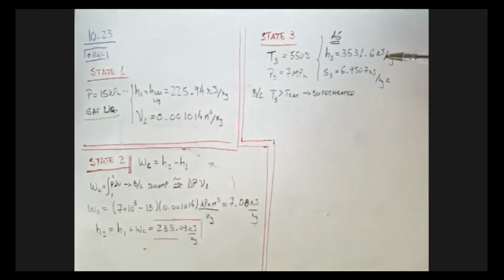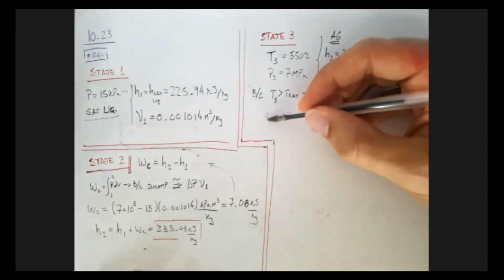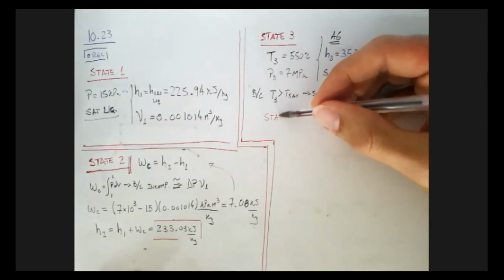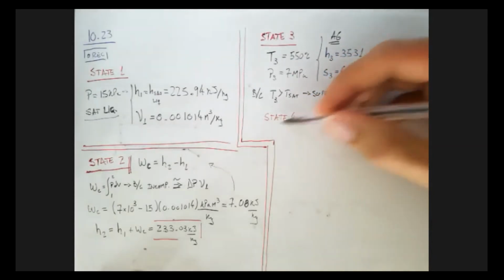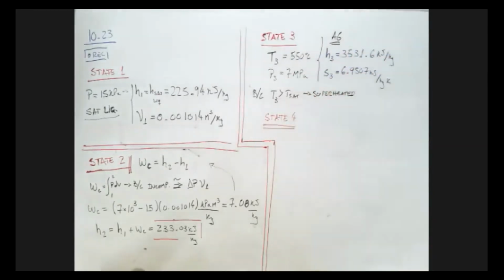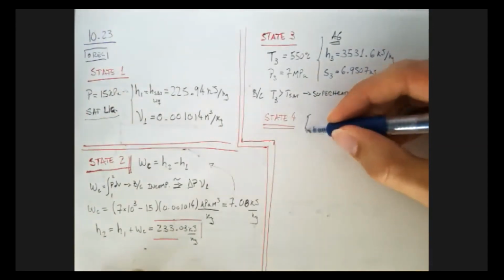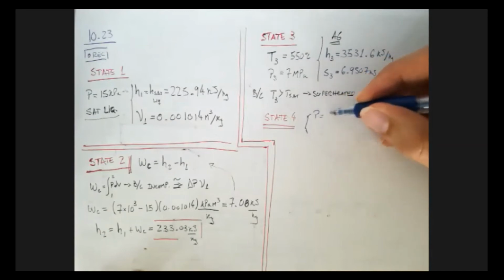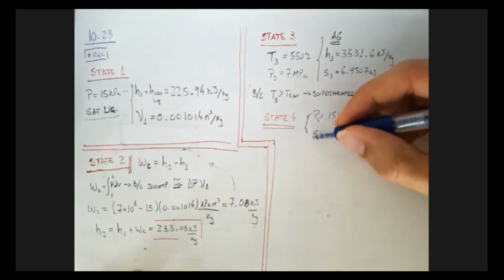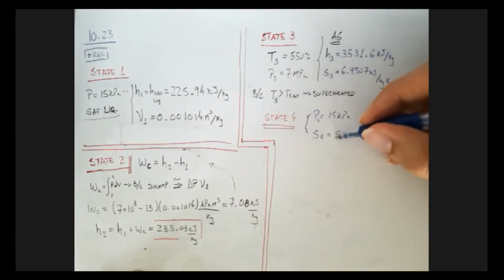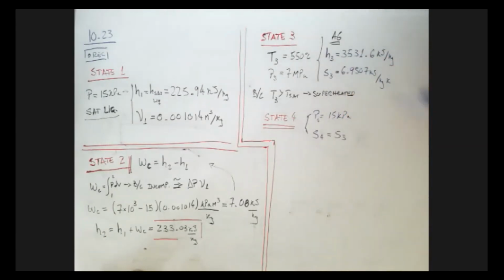Yep, that's exactly what we're about to do, and you'll see why you can do this, but you might want to avoid it when you can. All right, so state 4, what do we know about state 4? We know two things. The pressure is 15 kilopascals, same one as P1, and we know the entropy of state 4 is the same as the entropy in state 3. So that's 6.9.